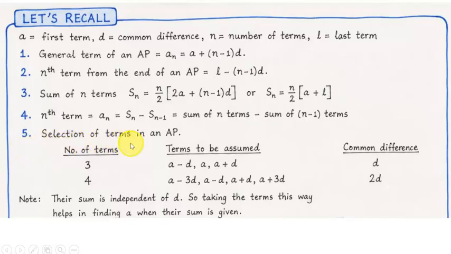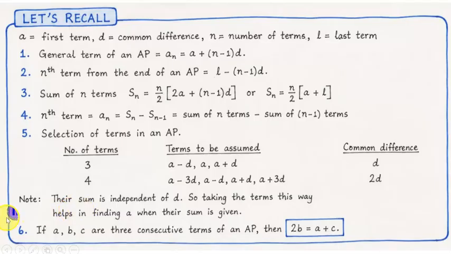Selection of terms in an AP. When we solve a problem containing 3 terms, we assume that the first term is a - d, the second is a, and the third is a + d. At that time, the common difference is taken as d. Next, when there are 4 terms, to solve the problem we assume the first term is a - 3d, the second is a - d, the third is a + d, and the fourth is a + 3d.